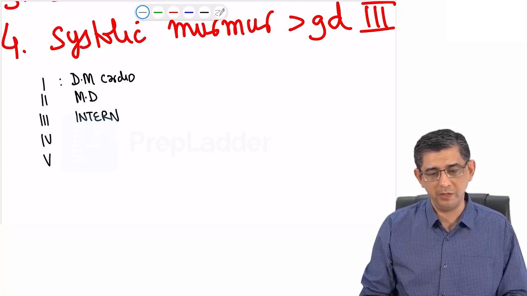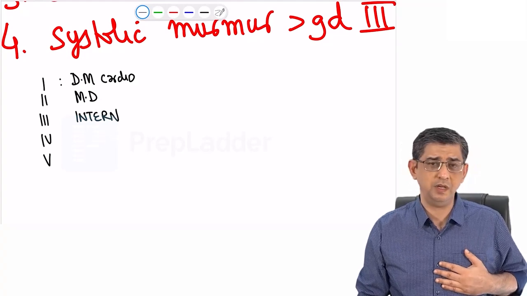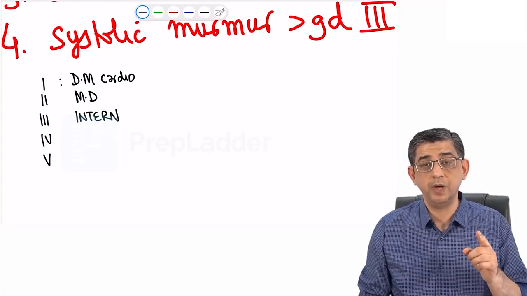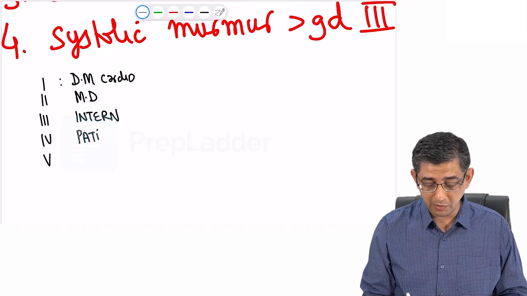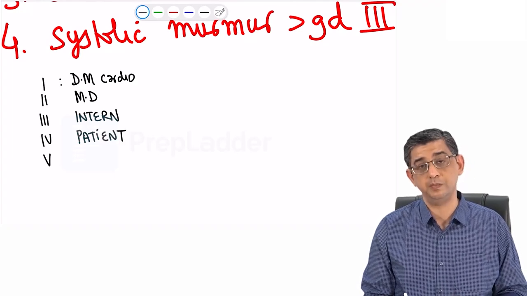He may not say the word murmur, but he might put his hand on his chest and say, sir, I can feel some turbulence, because he can palpate the murmur. That is a thrill. So here, even the patient is telling you that something is wrong with his heart. He can feel the turbulence.